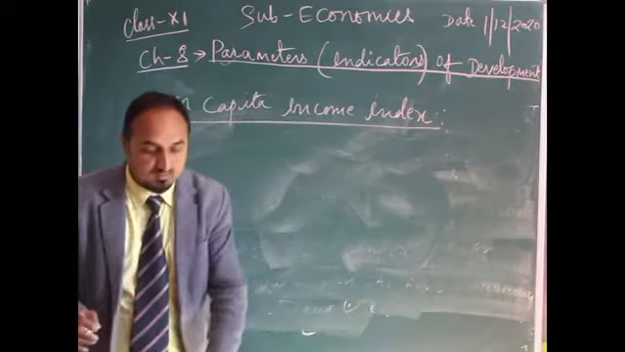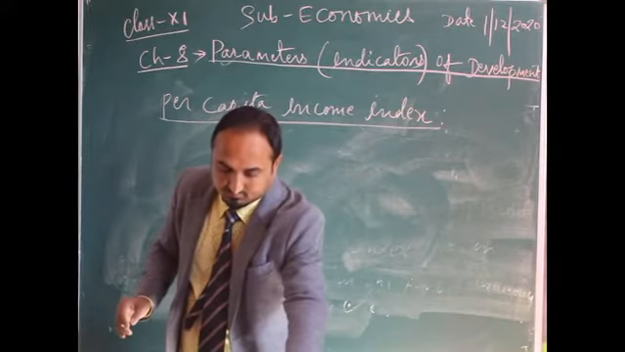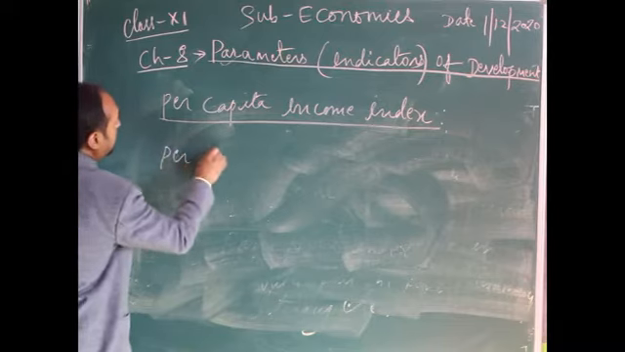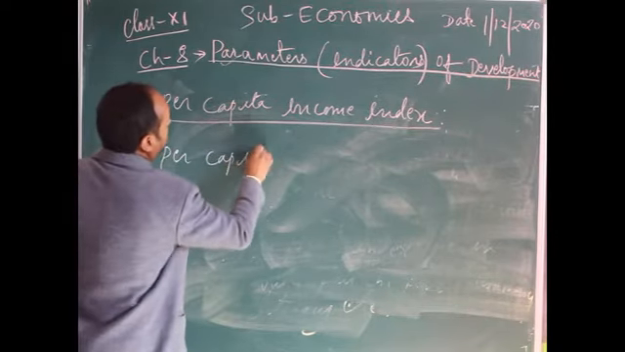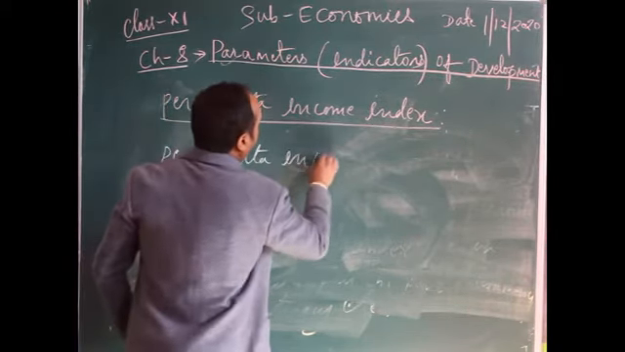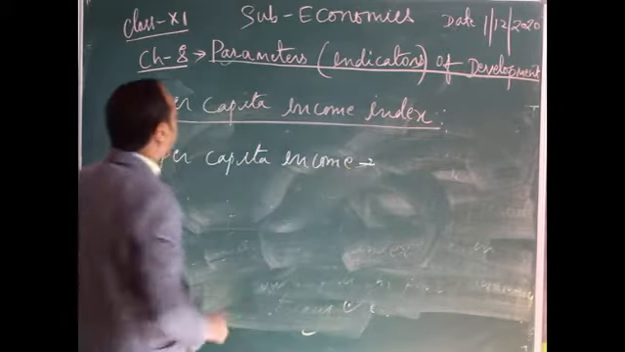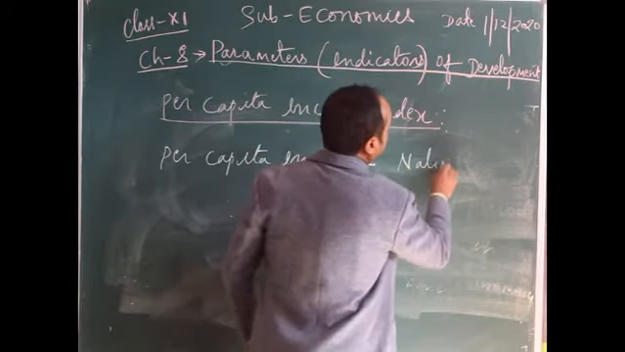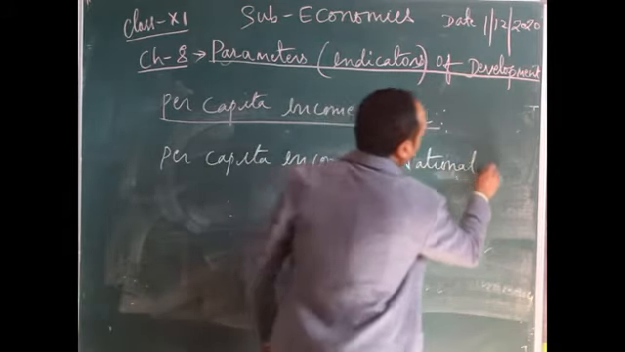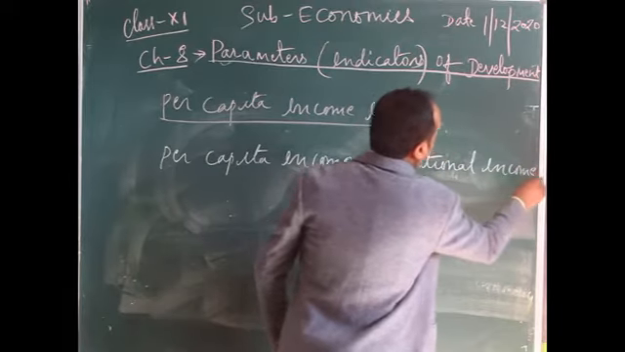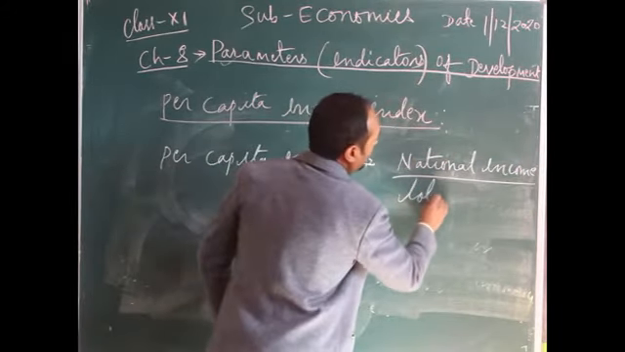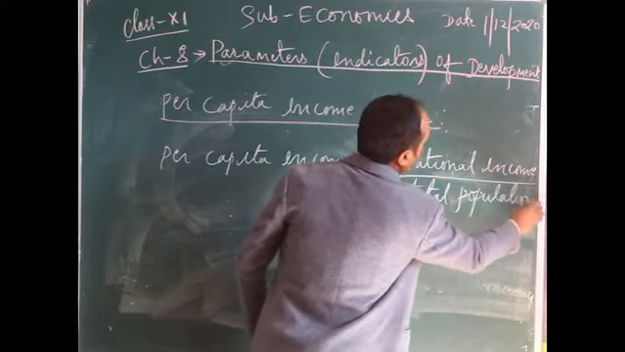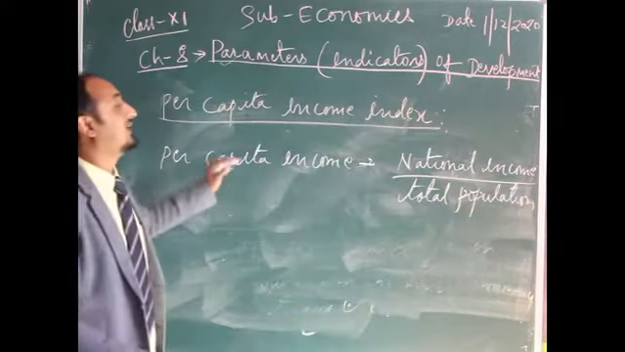Okay, so first you have to know the per capita income formula. How is per capita income calculated? Per capita income is calculated as national income divided by total population. So this is the formula.